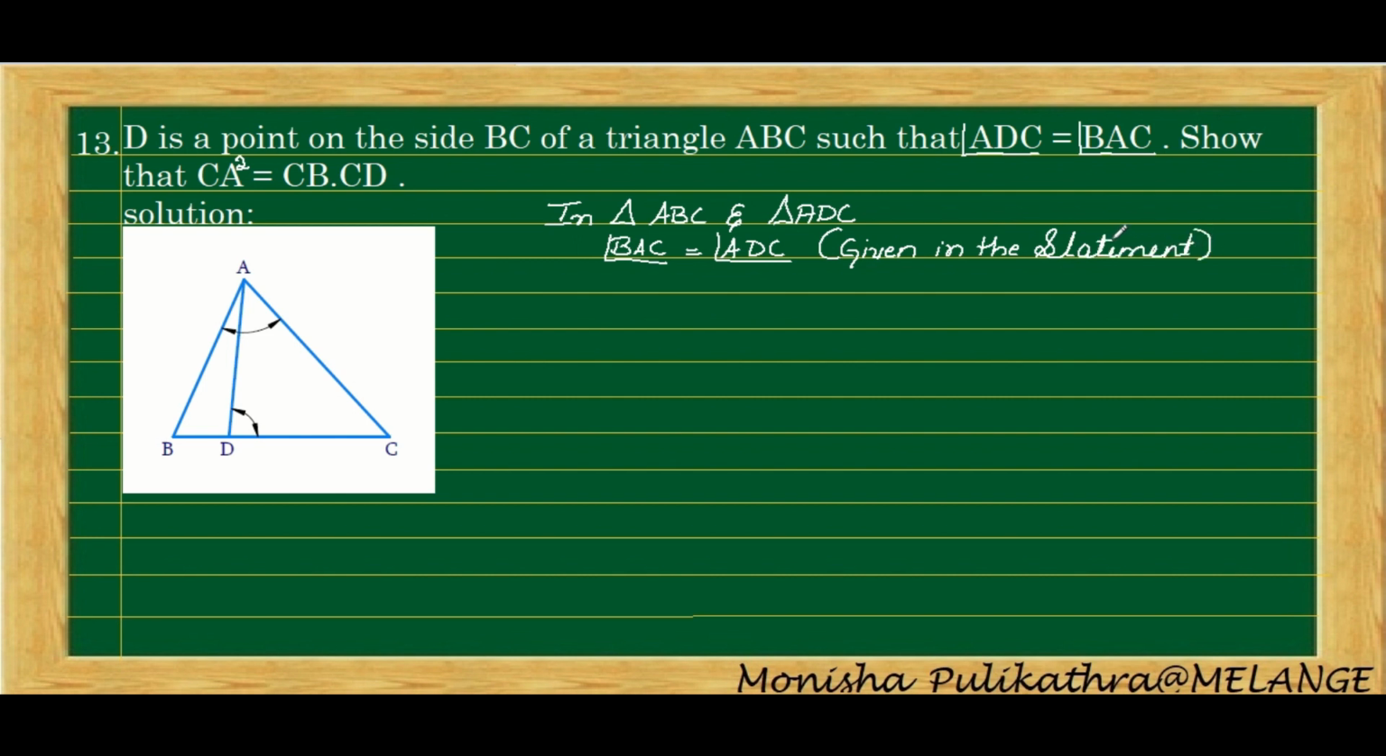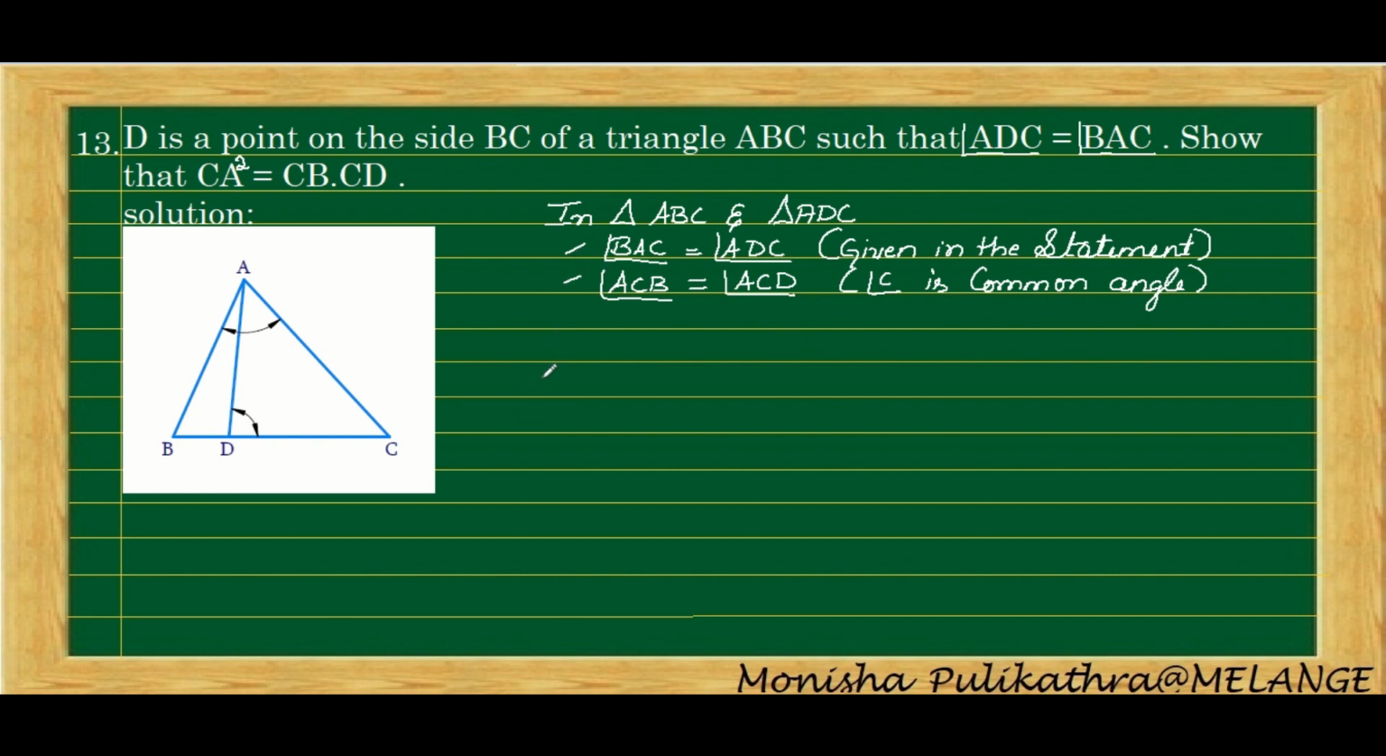It's already given in the statement. Okay, so angle BAC is equal to angle ADC, and that one is in the full triangle ACB. Okay, angle ACB is equal to, in the half triangle, angle ACD. Why? In both the triangles, angle C is common.